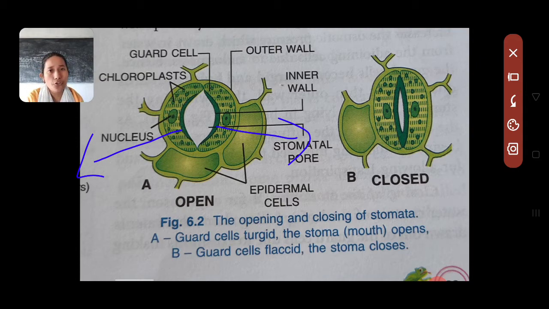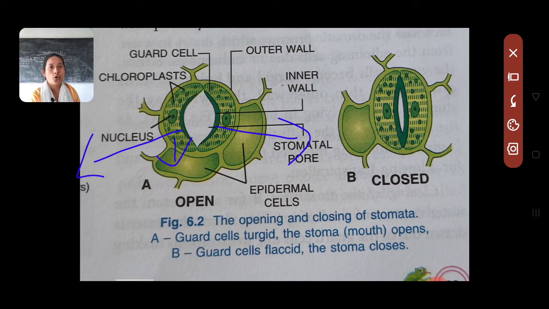Okay, now potassium ion theory, what does it state? Since your guard cells have chloroplast, during daytime they will undergo photosynthesis, and glucose is produced. Glucose is broken down in order to produce energy in the form of ATP. With the help of this ATP, these guard cells will draw the potassium ions from nearby cells. You can see these epidermal cells which are present nearby.